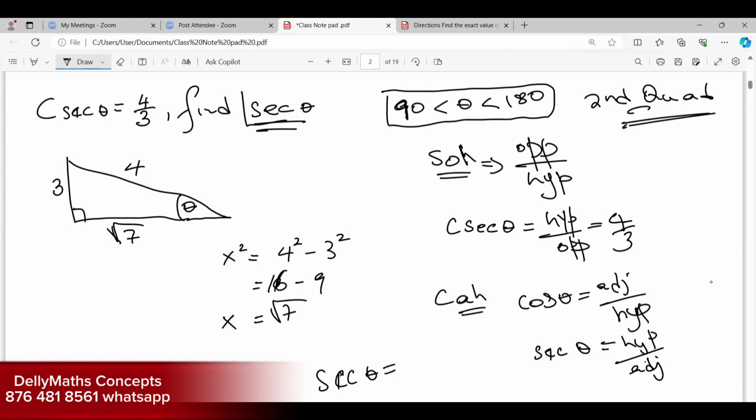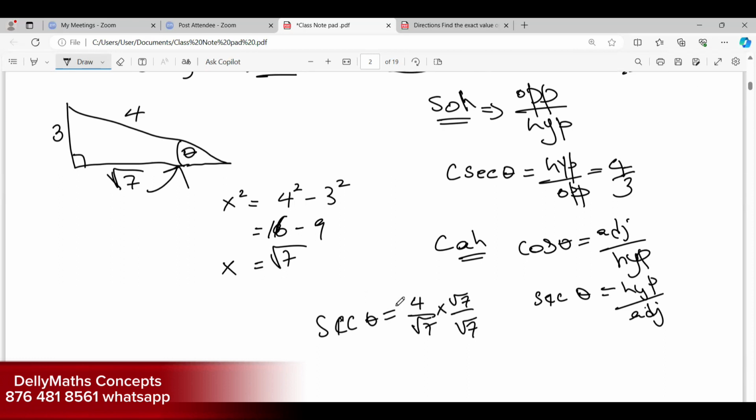So in response to this question, we're saying that sec theta is going to be the hypotenuse, which is 4, over the adjacent side, which is root of 7. We're going to have to rationalize, so we remove that radical from our denominator. And what we're looking at now is 4 root 7 over 7. Remember, though, that this is the inverse of cos. So sec and cos are negative in the second quadrant. So this is our response right there.